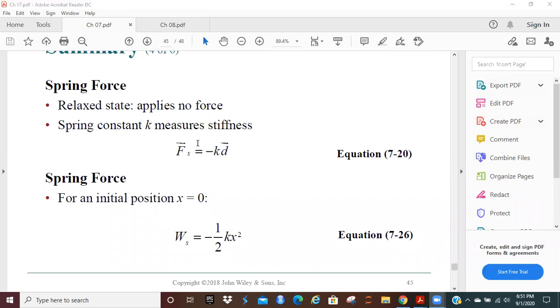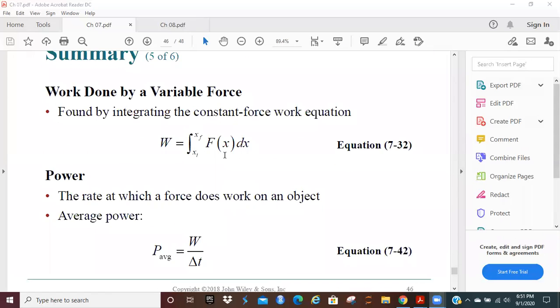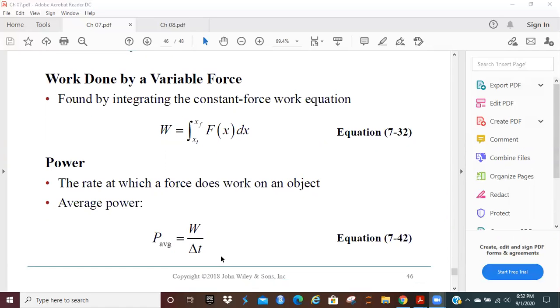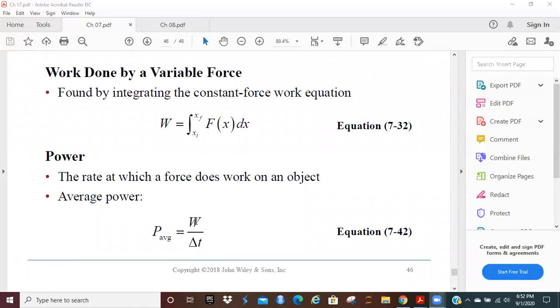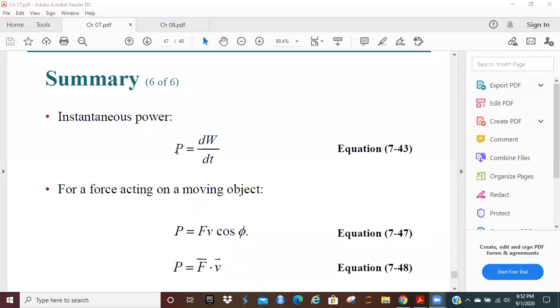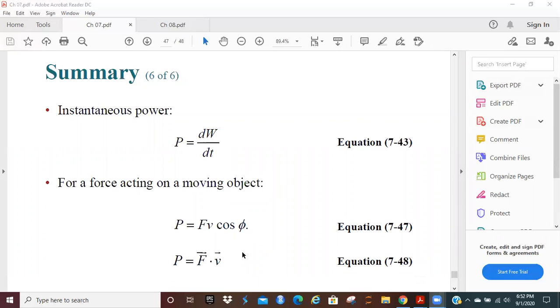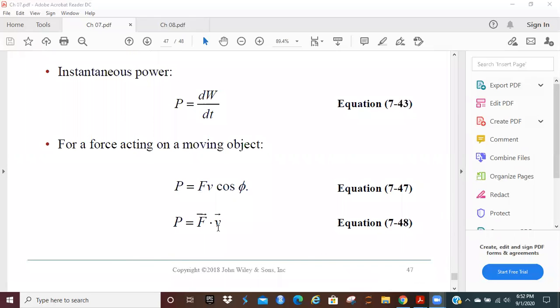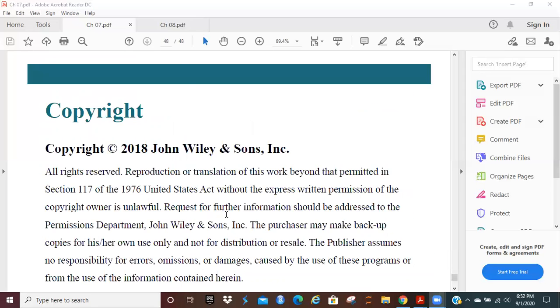We talked about the spring force and how that's denoted. And for an initial position, the work done by the spring force is going to be related in this fashion. Work done by a variable force is just going to be the integration of f of x times dx. And then we discussed power, which is how much work you can apply in a set amount of time. If you're looking for instantaneous, it's going to be the derivative. And for a force acting on a moving object, it's going to be F dot V. That will denote your power.